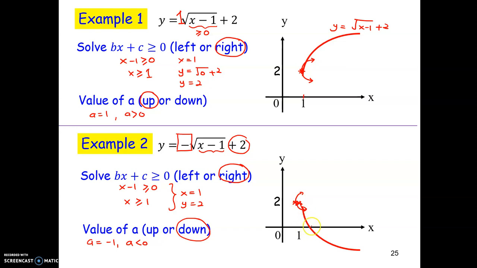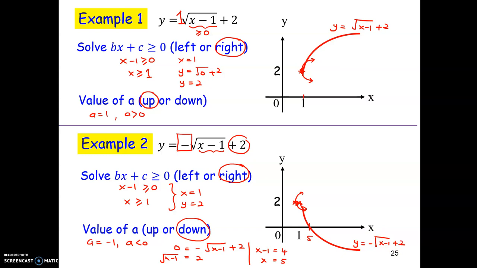Okay, since the graph does touch the axis, let us check what is the value here. So over here is when y equal to 0. So I'm going to have 0 equal to the negative of square root x minus 1 plus 2. So the square root of x minus 1 is equal to 2, which means that x minus 1 must be equal to 4 and x must be equal to 5. So this number over here is 5. And the equation is y equal to negative square root of x minus 1 plus 2.